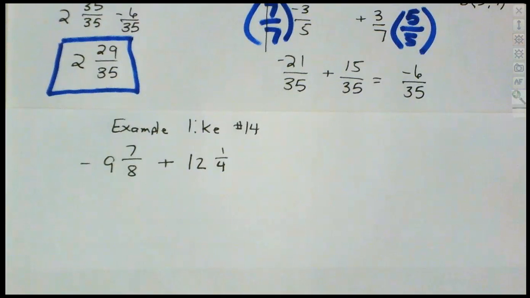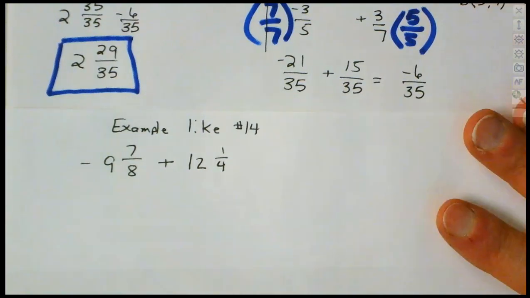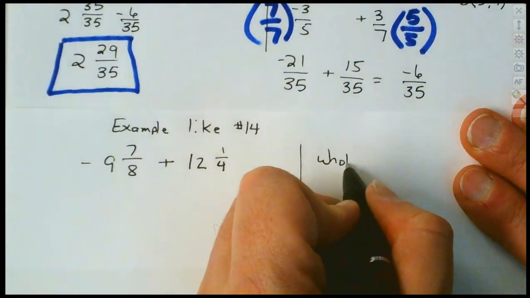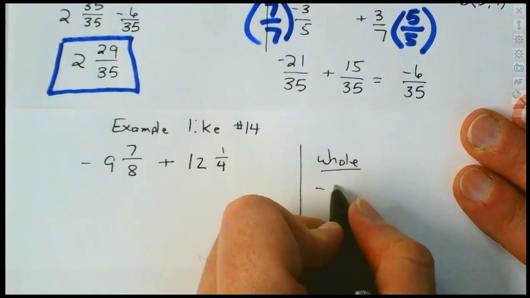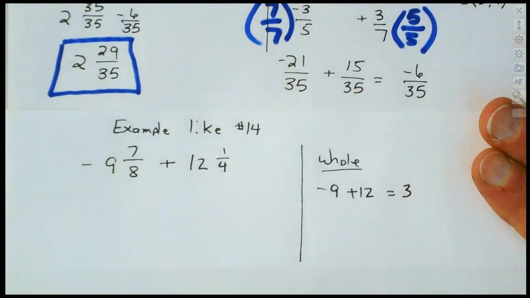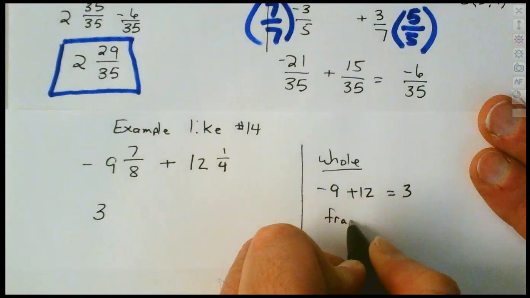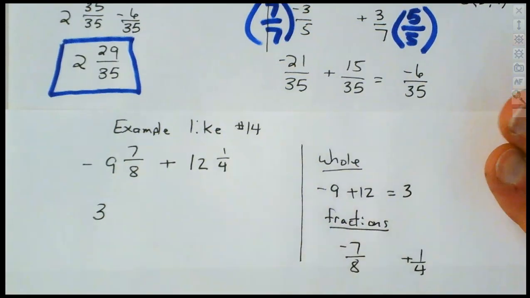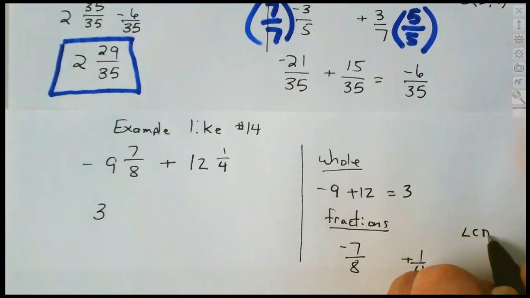So what do we do? Well, we take our whole parts and we put those together first. The whole part goes together, and minus 9 and 12, what does that leave you with? Watch your signs. Minus 9 plus 12 leaves you with 3 again. What about the fractions? I made this one a little bit easier. For the fractions, we have a minus 7/8 and a positive 1/4. So the least common denominator, 4 and 8 would be an 8.